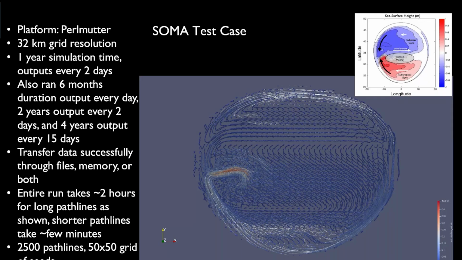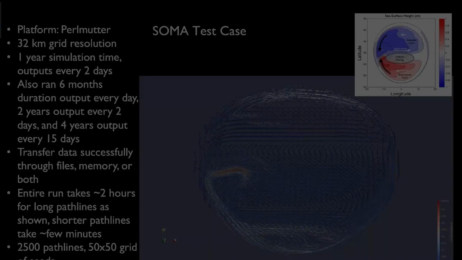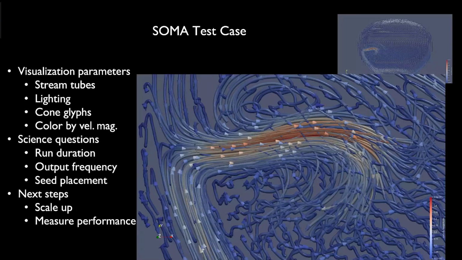You can see the double gyre effect, similar to the Wolfram paper, clearly from the path lines. You can see the mixing in the middle, and if you zoom in, this is just an example of the rendering that we're doing in ParaView. We're using tubes that include lighting and glyphs to show the velocity direction. Colors are velocity magnitude. And the thing that we're interested in here is what is the right frequency of outputs to generate these path lines?